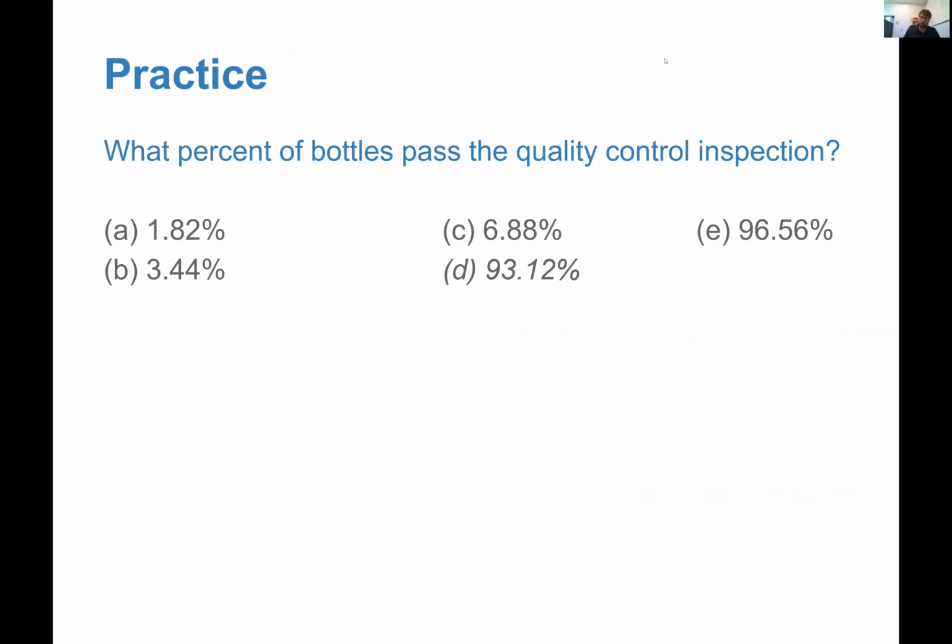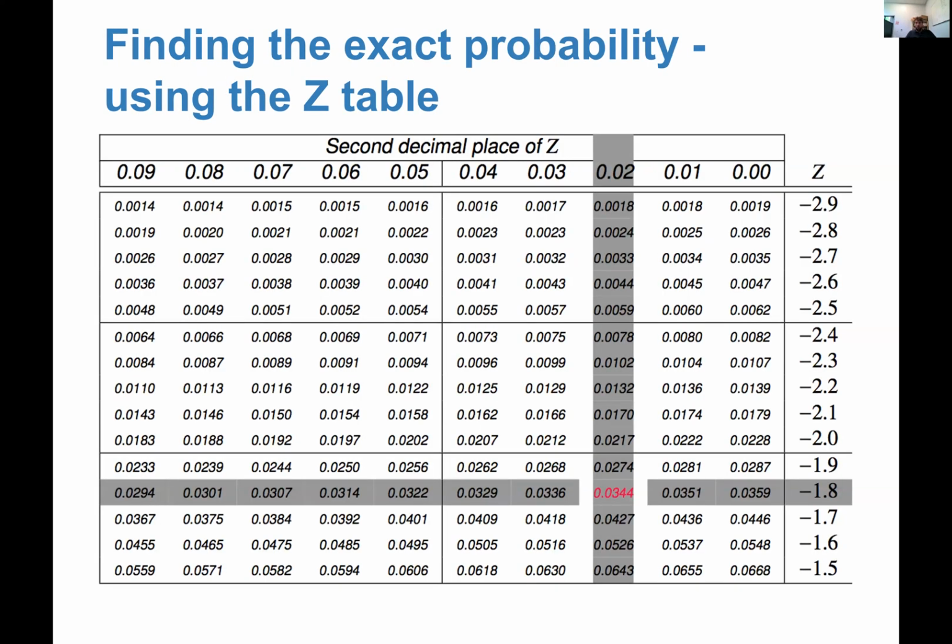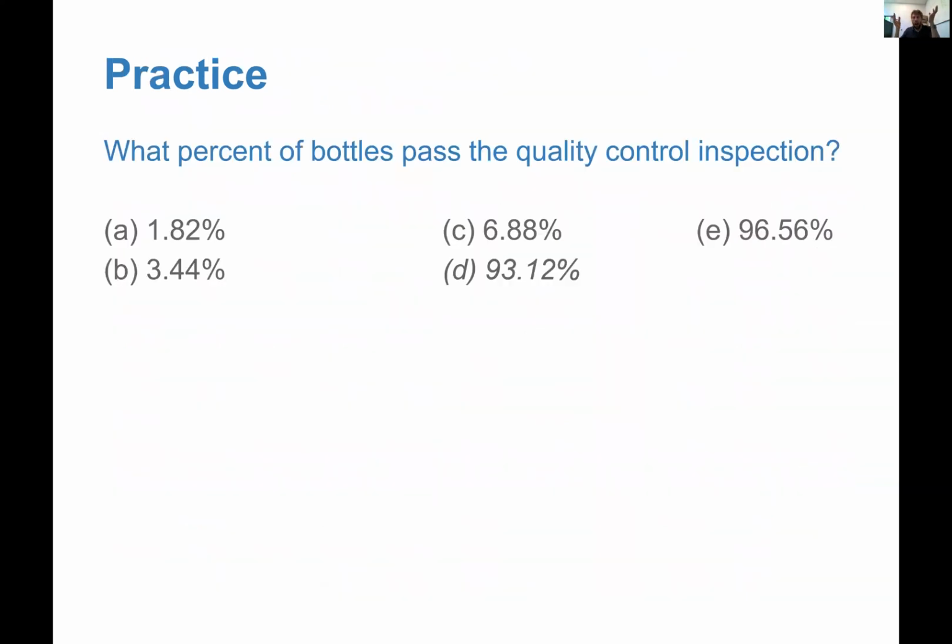So what percent of bottles pass the quality control inspection? Okay, so going back, we found that 3.44% are too low, have not enough ketchup. So, what percent actually pass inspection? Be careful. Try to decide which one you think it is. I'm going to give you the answer in 3, 2, 1. The correct answer is 93.12. Okay, why is that?